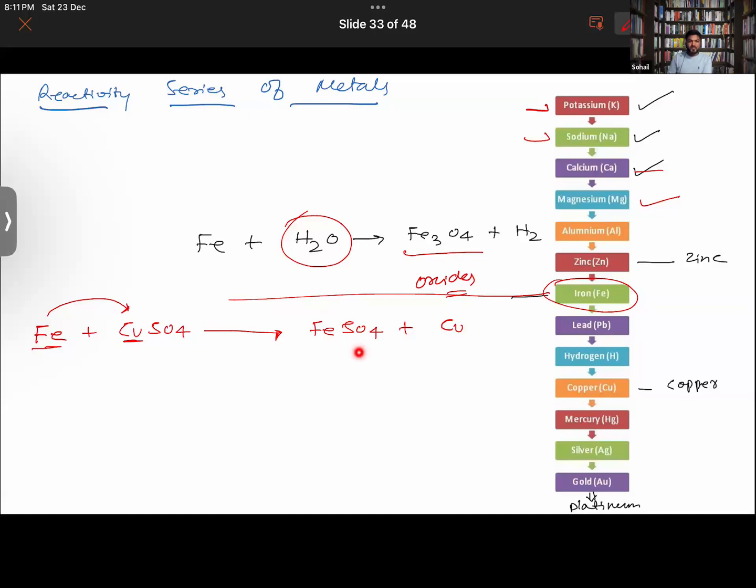Getting it now? So ये help करता है in order to understand this, because iron was more reactive. How did I get to know this? With the help of this. Okay. Yes, sir. So your task would now be to try and memorize this reactivity series.